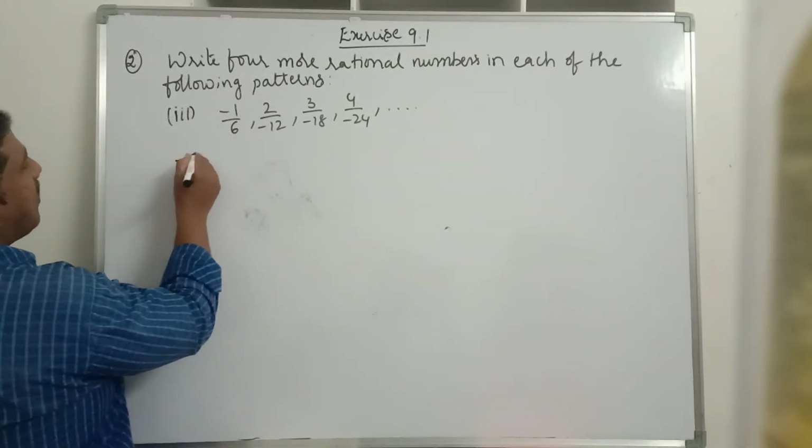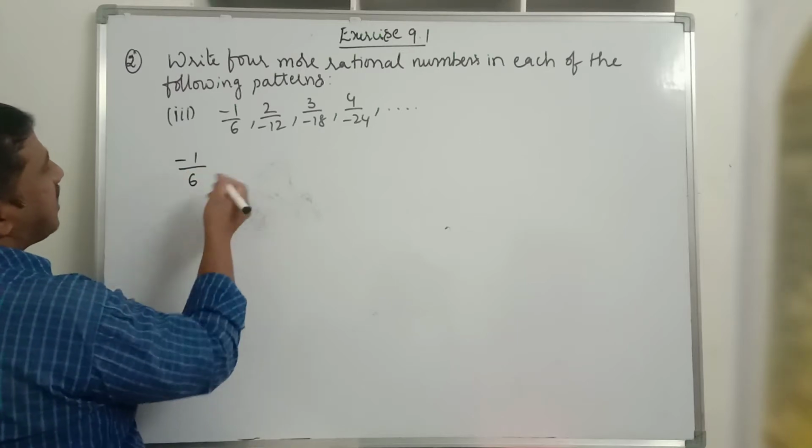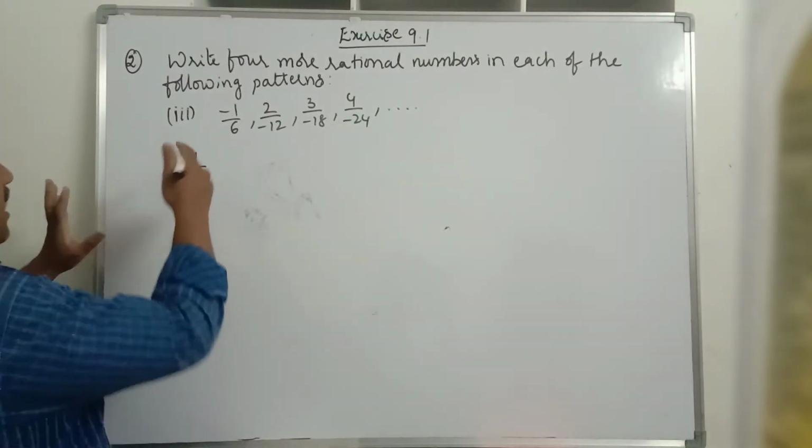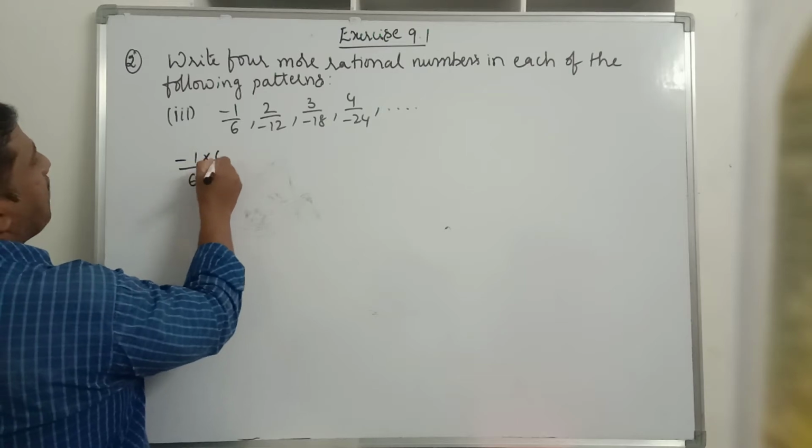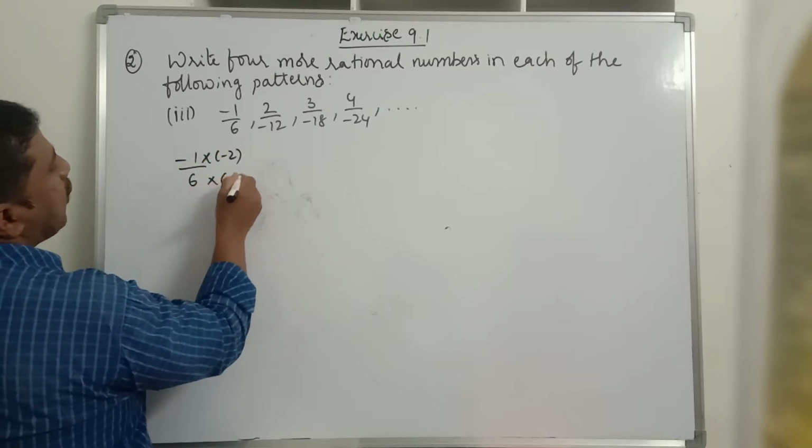You see here the first one, minus 1 by 6 we got. If this number is multiplied with minus 2, then what do we get, in both numerator and denominator?